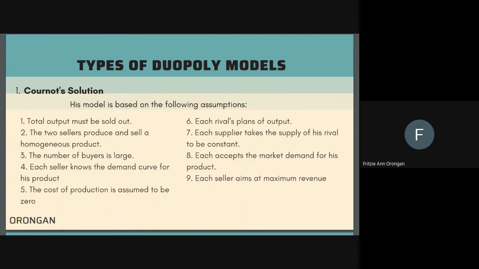Cournot assumed that there are two firms, for example, each owning a mineral well, and it operates with zero cost. They sell output in a market with a straight line demand curve. Each firm acts on the assumption that its competitor will not change its output. So it decides its own so as to maximize its profits.